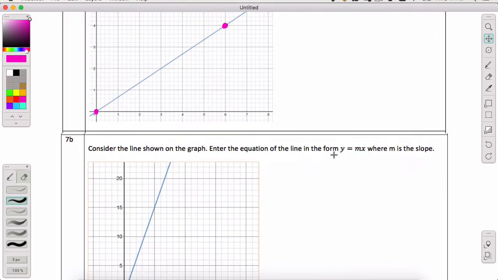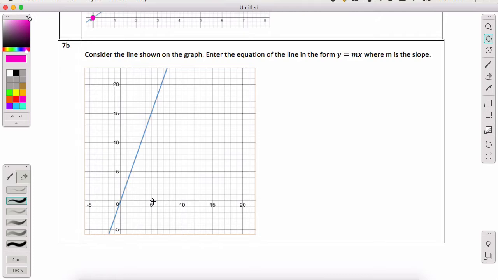All right, question part B. Consider the line shown on the graph. Enter the equation of a line in the form y = mx, where m is the slope. So I have to find y = mx. Now, really, y = mx + b is a linear equation, but this is proportional, so they're not including the + b because (0, 0) is the origin, is the y-intercept. So we already know b is 0.